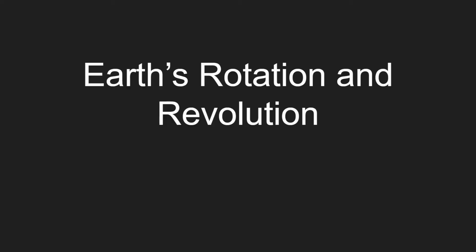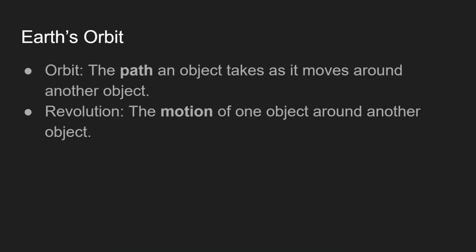So first I want to talk about Earth's orbit. Before I get too far into it, I want to make sure we're all on the same page. Orbit and revolution are very similar, but the orbit is the path the object takes. Revolution is the motion of an object going around another object. So orbit is the path we're looking at, and revolution is the actual process or motion of it happening.